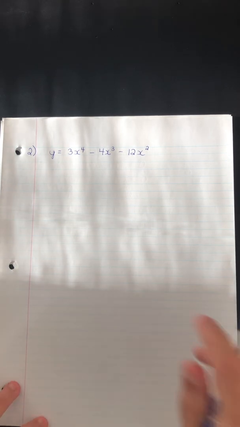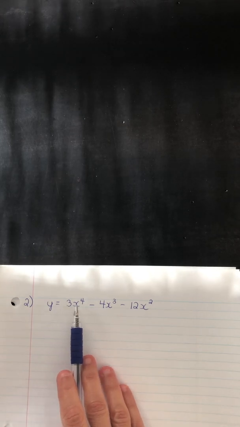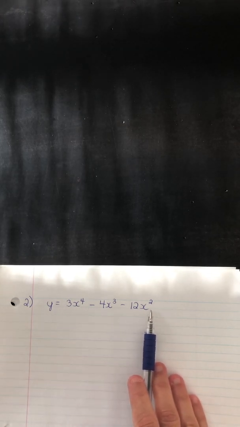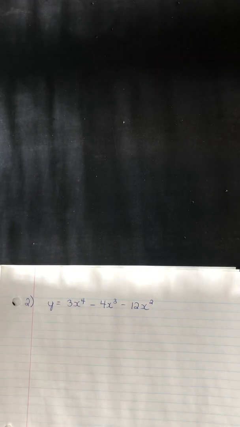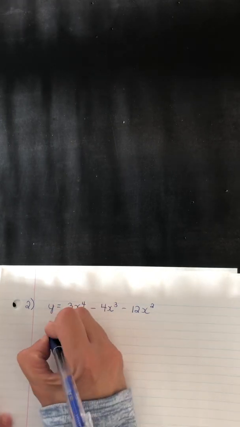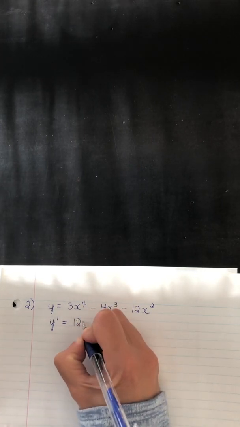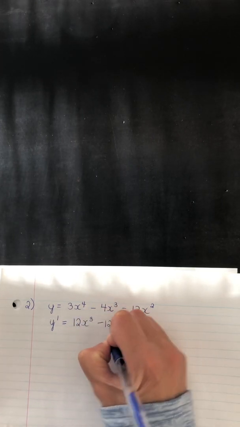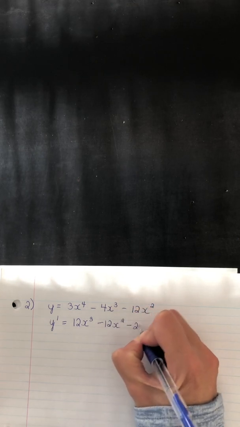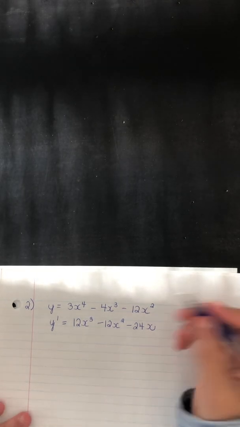Okay, so here we go. At the top of the page, we have y equals 3x to the 4 minus 4x cubed minus 12x squared. So let's go ahead and work this one out. So how do we start? We're going to be taking the first derivative and setting it equal to 0. So the first derivative is 12x cubed minus 12x squared minus 24x, just like this. So we take that now and we set it equal to 0.